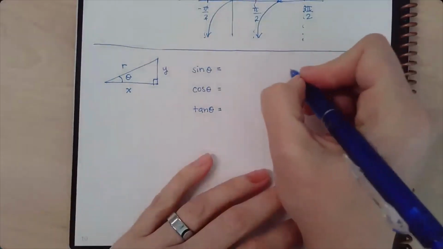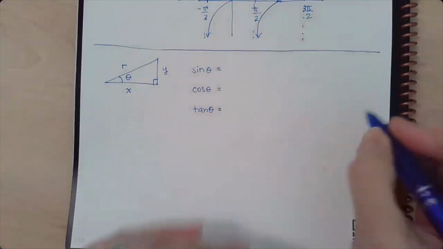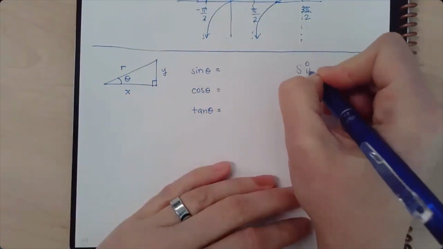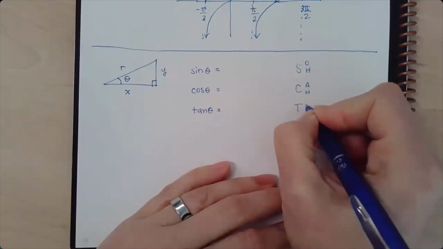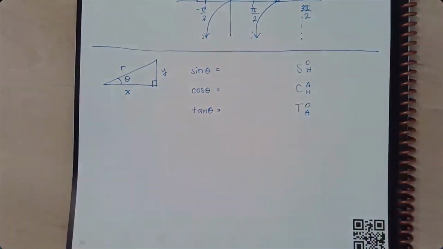I like to write it out as so, CAH, TOA. And the reason that I write it this way is because it helps me remember who's on top, who's on the bottom for each of those. It is not the only way to memorize this stuff.